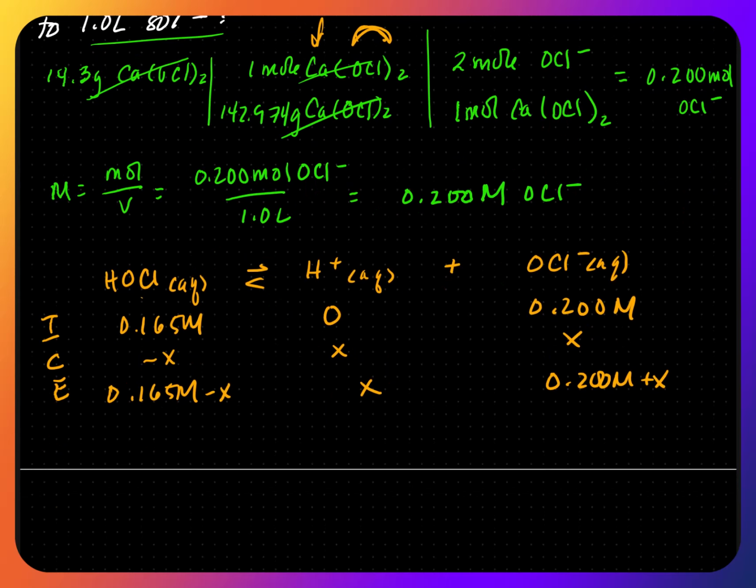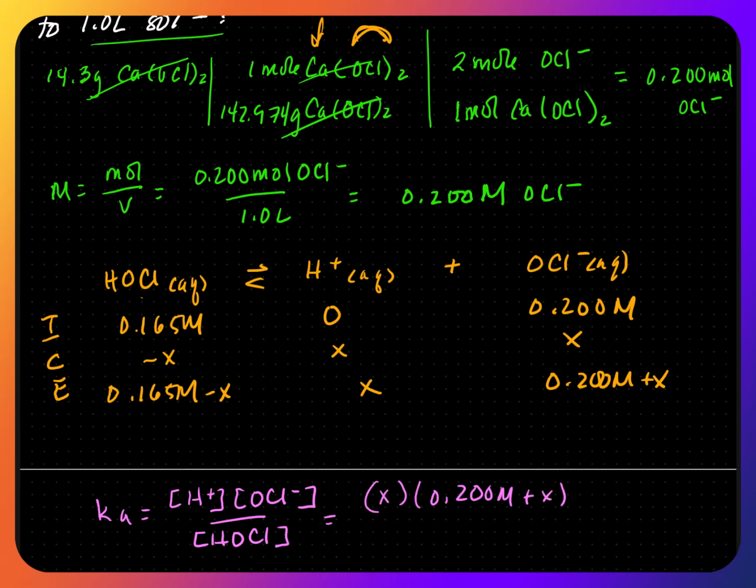We're going to write the Ka equation, which is products over reactants, which is H plus times OCl minus over HOCl. If I plug this in, this is x times (0.200 plus x) for OCl minus, divided by 0.165 molar minus x. This is going to equal 3.0 times 10 to the negative 8, which is the Ka of HOCl.